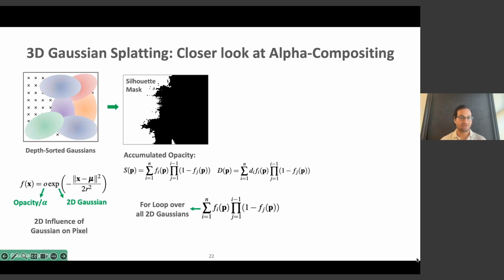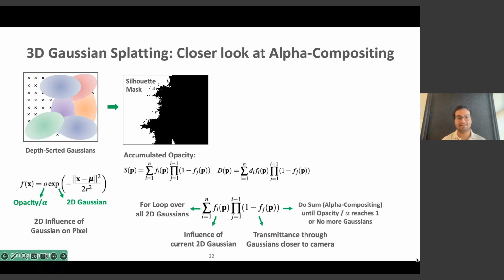You loop over all of these 2D Gaussians. You take the influence of the current 2D Gaussian, and then you compute the transmittance to the Gaussian, and then you can basically sum all of these things until you reach a maximum value of 1 along the pixel, because 1 is basically, you've seen everything you can see along that direction.